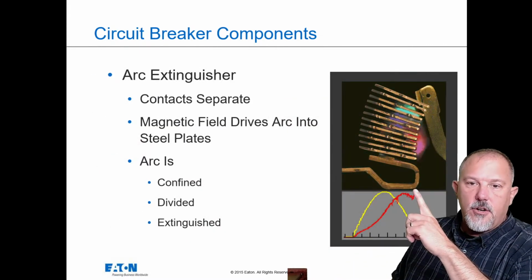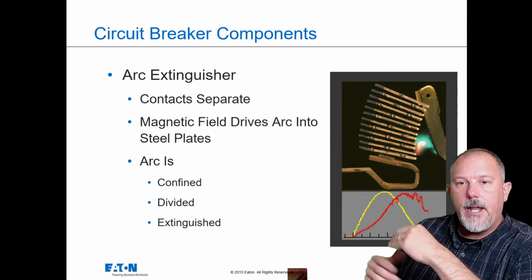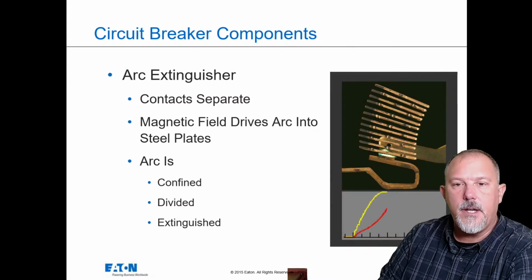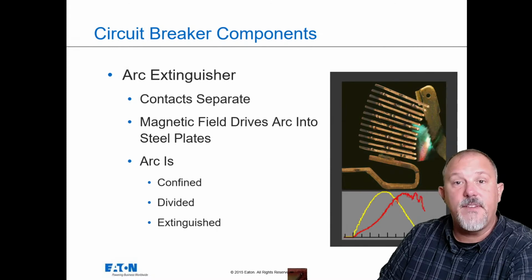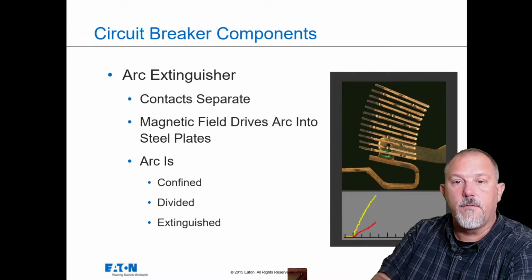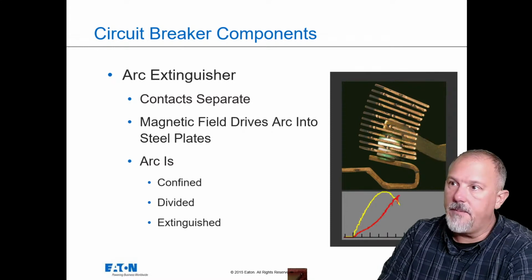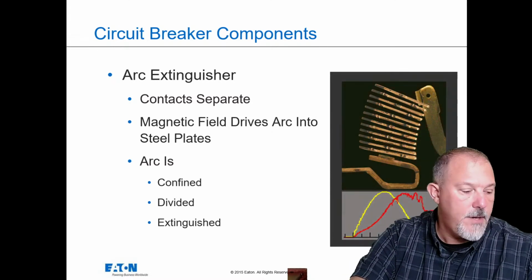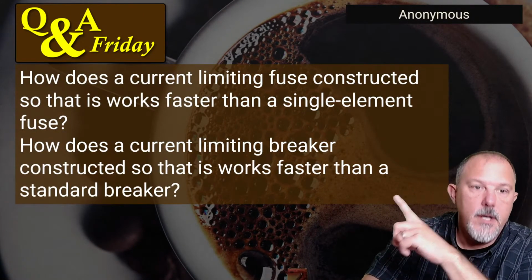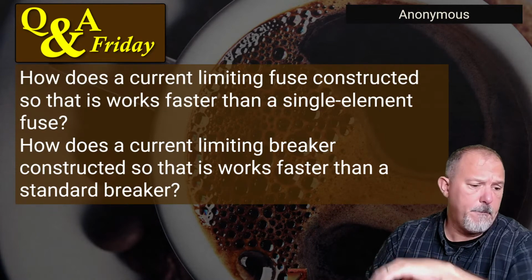You see how this is curved back on itself, and it helps throw the contact apart, and it's in the arc extinguisher, which helps extinguish the arc. It divides and conquers. But that is a reverse loop right here. That's the reverse loop and how we get that done. And that's how we get current limiting breakers. So now you know what gets you a current limiting fuse, and now you know what gets you a current limiting circuit breaker.